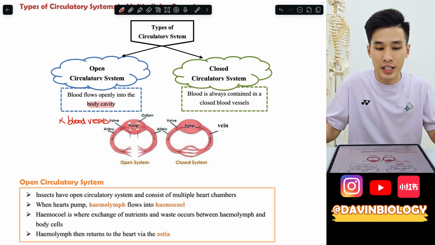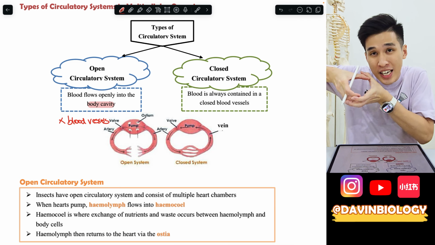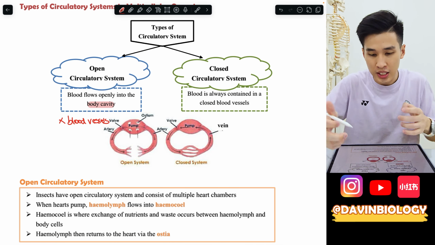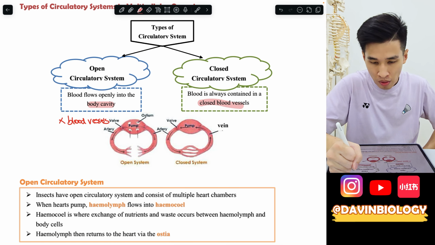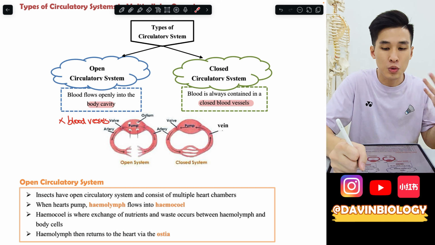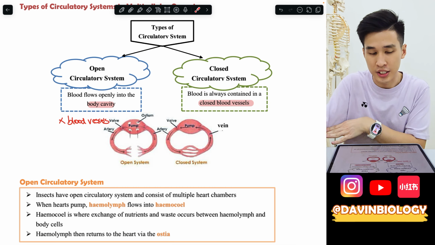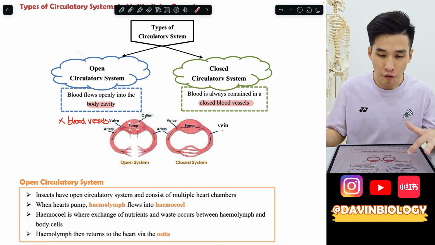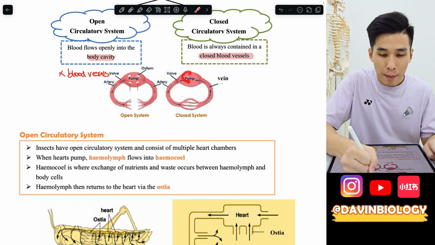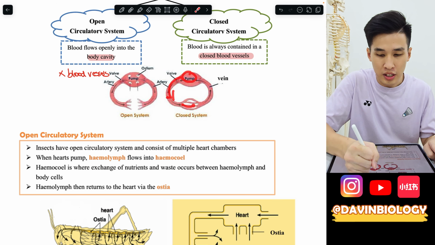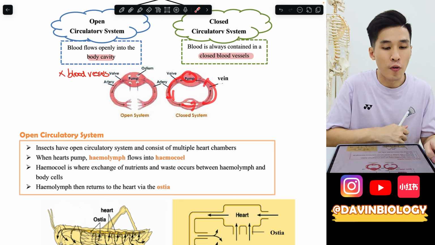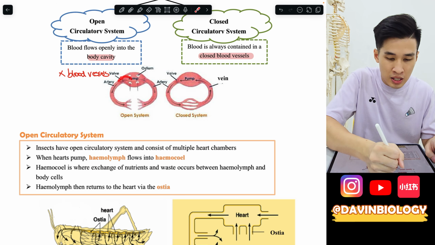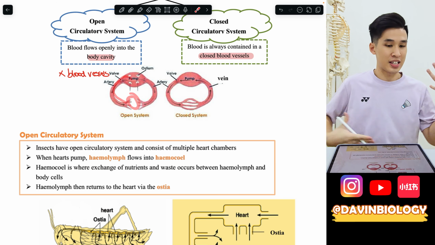But for closed circulatory system, it means the blood flows closely, inside blood vessels. Basically humans and most animals you see have a closed circulatory system. Insects have an open circulatory system. For closed, like human, the heart pumps the blood into the artery, then it goes to the blood capillaries, and they use the vein to go back. But for insects, when the heart pumps, blood will flow openly inside their body.